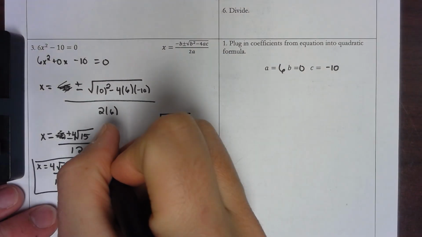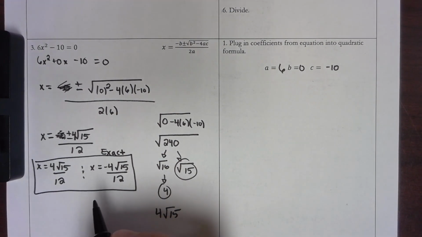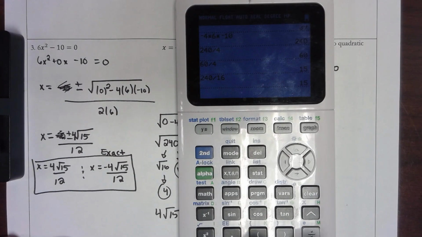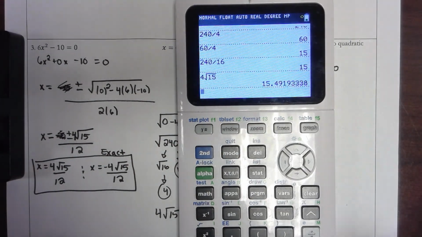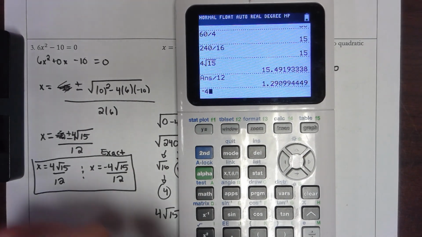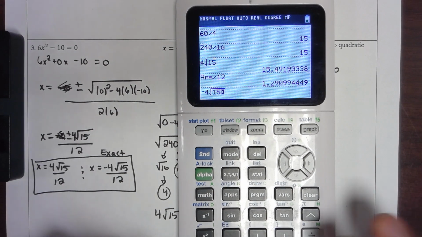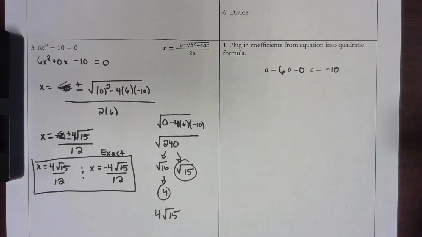Again, this is the exact form of our answers. Because they are real, these also represent x-intercepts. If we went ahead and found the decimal version, which again we don't need to do, but just to show you real quick, 4 root 15 divided by 12 would be about 1.29, and negative 4 root 15 divided by 12 is negative 1.29. So we get plus or minus 1.29 as our x-intercepts if we needed to graph them. But again, let's just leave our answers exact. Even on the homework, just leave them exact for as long as possible.